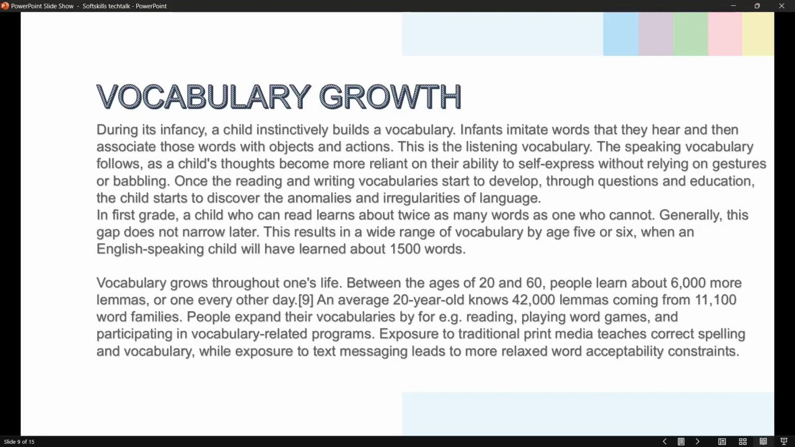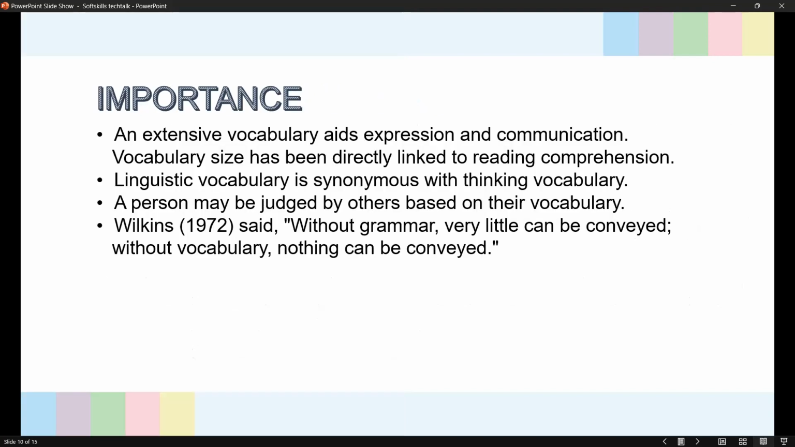Between the ages of 20 and 60, people learn about 6,000 more lemmas, or one every other day. An average 20-year-old knows 42,000 lemmas coming from 11,100 word families. People expand their vocabularies by, for example, reading, playing word games, and participating in vocabulary related programs. Exposure to traditional print media teaches correct spelling and vocabulary, while exposure to text messaging leads to more relaxed word acceptability constraints.